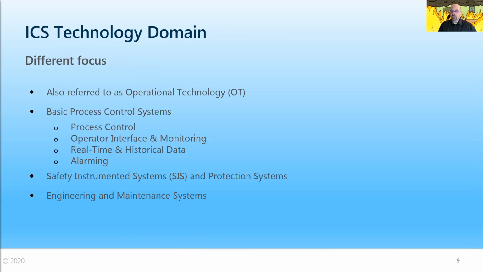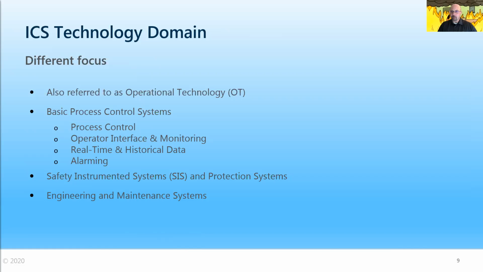So with the ICS technology domain, they've branched out from Enterprise. Why is there an ICS technology domain? Well, it's a different focus. ICS, as I mentioned earlier, is industrial control systems, and it's also referred to as operational technology, or OT, and a lot of times you hear those terms used interchangeably. Some of the things that compose the ICS domain are process control systems, operator interface and monitoring, real-time historical data, and alarming. Those would be things like HMIs.